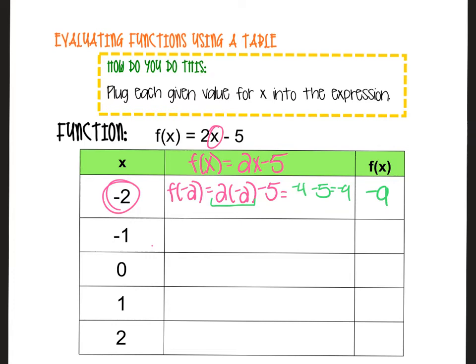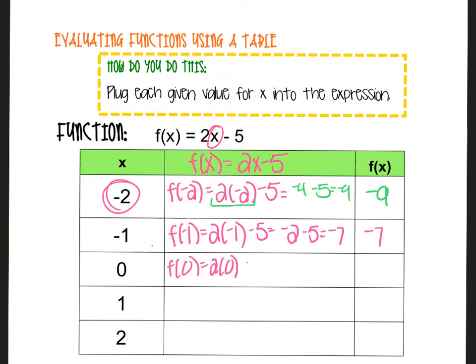Then I'm just going to keep going down the line for all the rest of my functions. So I find f of -1. I'm going to plug in -1 for the x. Again, I do my multiplication first. 2 times negative 1 is negative 2, minus 5. Negative 2 minus 5 is negative 7. Then I do the same thing with the 0. 2 times 0 is 0, and 0 minus 5 is negative 5.